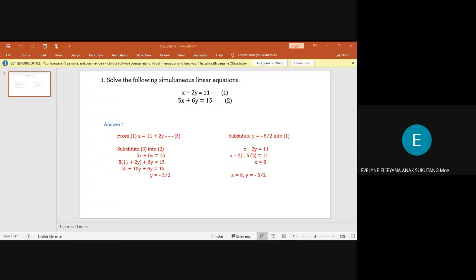5x plus 6y equals 15. Then 5 in the bracket of 11 plus 2y plus 6y equals 15. So it's equal to 55 plus 10y plus 6y equals 15, which is y equals negative 5 over 2. So we need to substitute y equals negative 5 over 2 into the first equation. So x minus 2y equals 11. x minus 2 in the bracket of negative 5 over 2 equals 11. Then x equals 6. So the answer is x equals 6, then y equals negative 5 over 2.